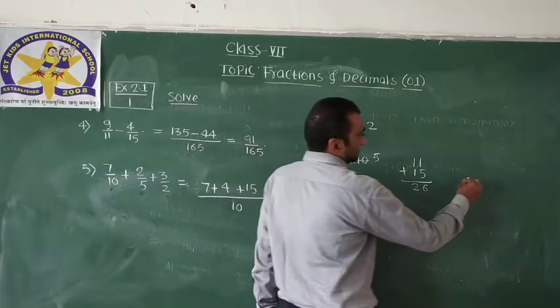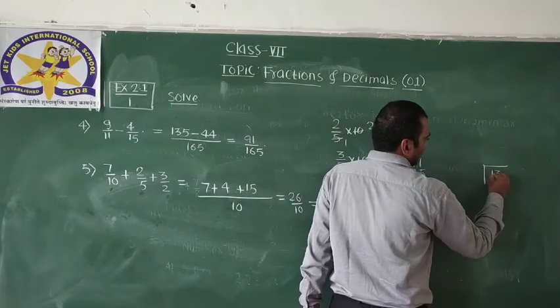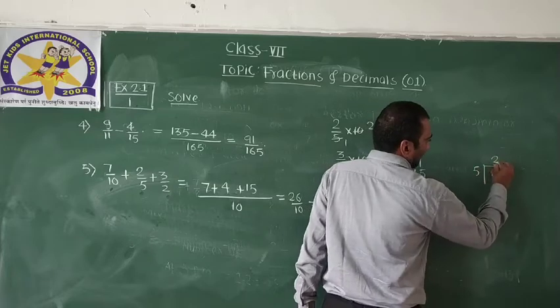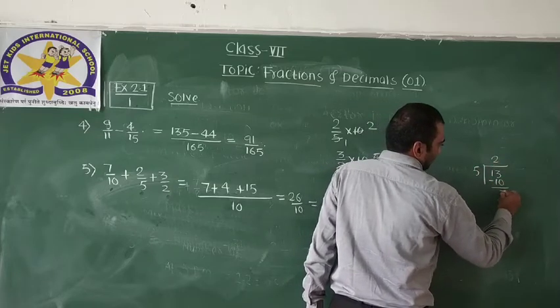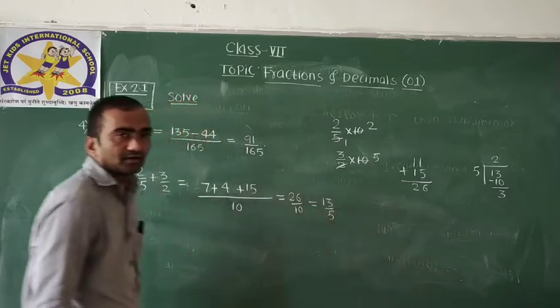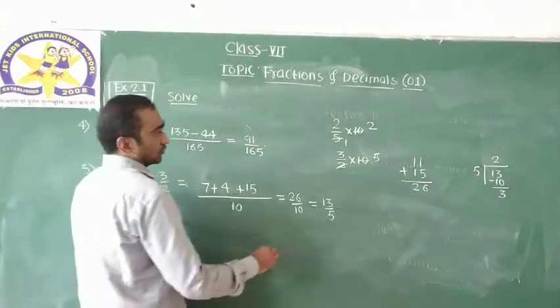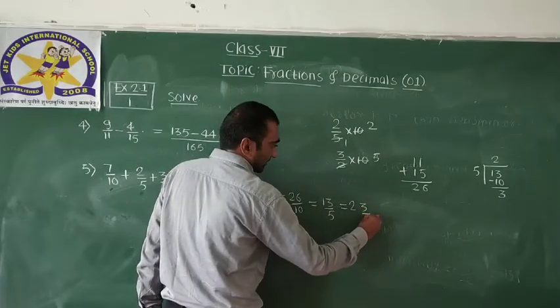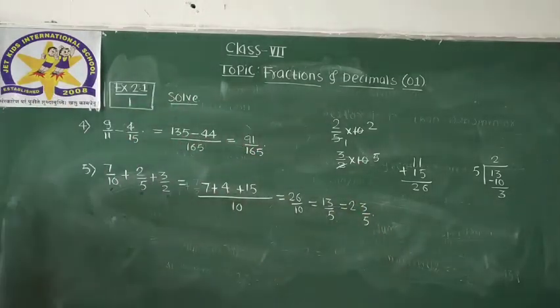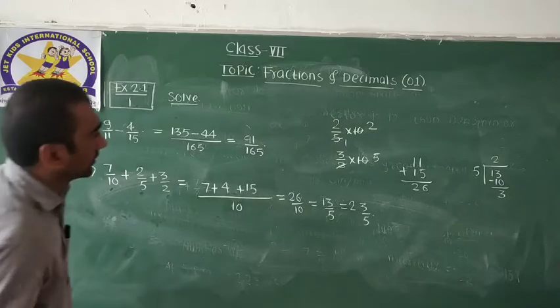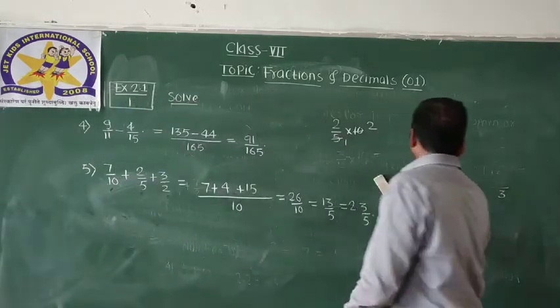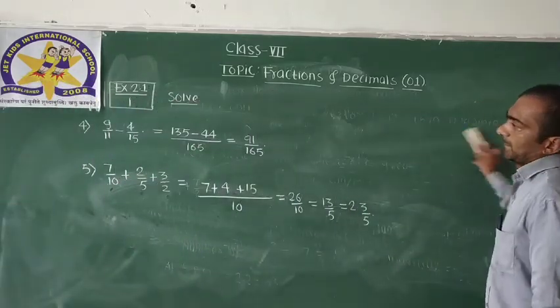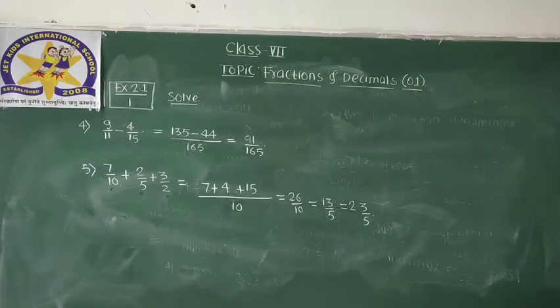We can express 13 by 5 in mixed fraction form. Divide 13 by 5. 5 2s are 10. 3 is the remainder. So it can be written as 2 integer 3 by 5. Now check any difficulty in question number 4 and 5. Now we have to see the remaining questions.